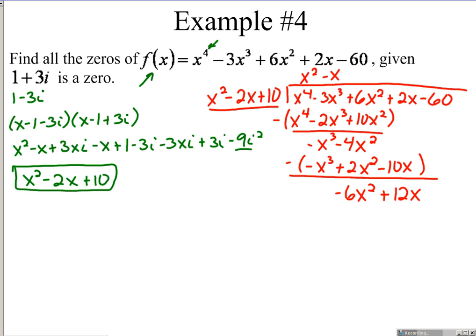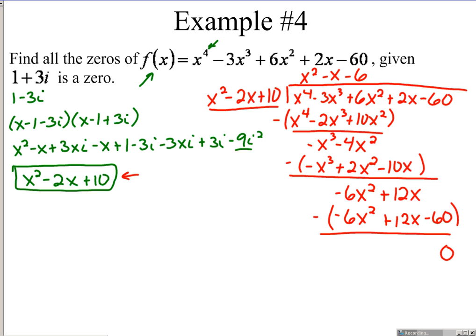What times x squared equals negative 6x squared? It's negative 6. Multiply. Subtract all that off. Squared terms cancel. X terms cancel. Negative 60 plus 60 is 0. And you should get a remainder of 0 because you knew that this factor that you were dividing by right here produces two of the solutions. If you don't get a remainder of 0 at this point, again, that's kind of a self-check that you know you have done something wrong.